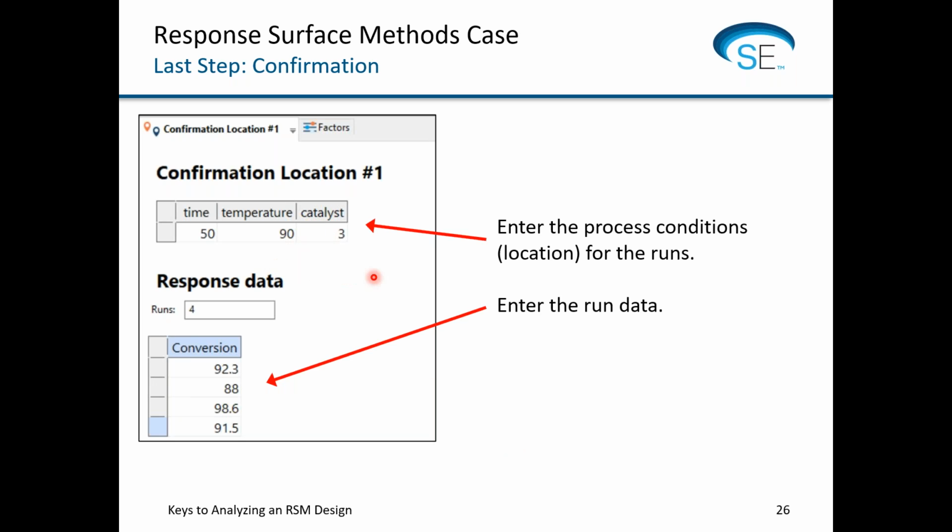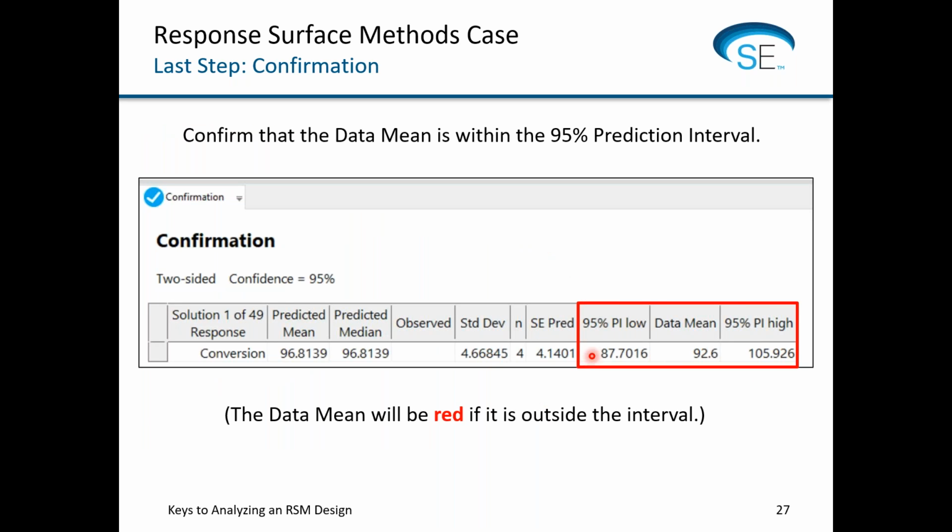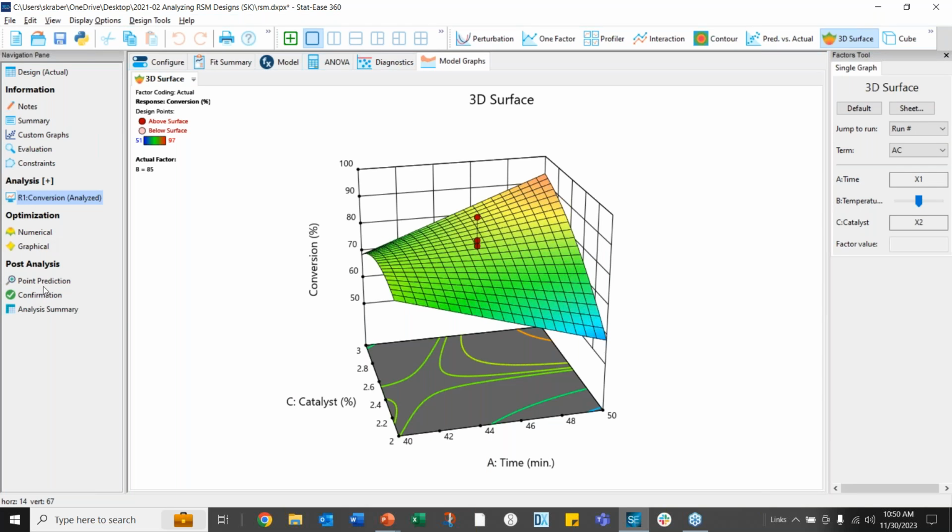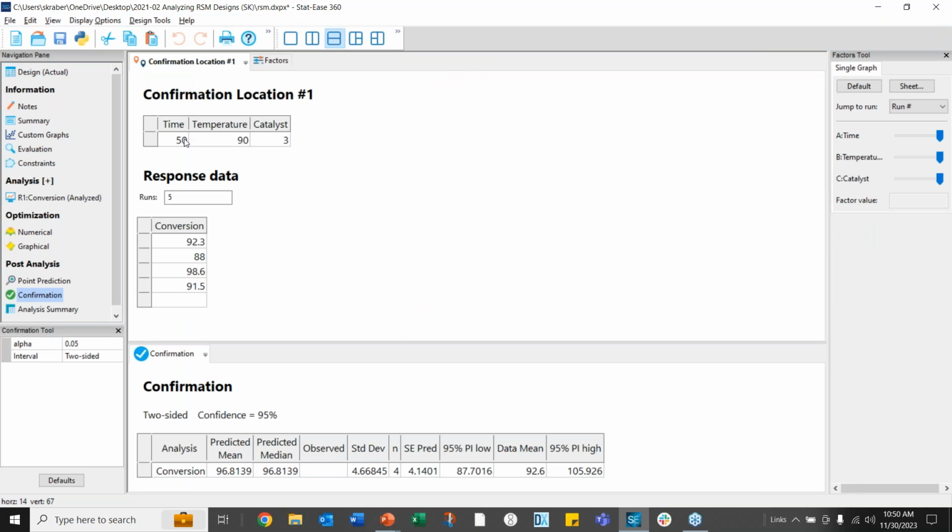Okay, so this is what I'm going to do. I'm going to enter the process conditions that I want, and I'm going to enter some run data, and then we'll look at the results. So on the left side tree here, I'm going to go to confirmation, and I have chosen a spot that I want to evaluate. So I typed these in: 50, 90 temperature, catalyst of 3, and then I decided to do 4 runs.